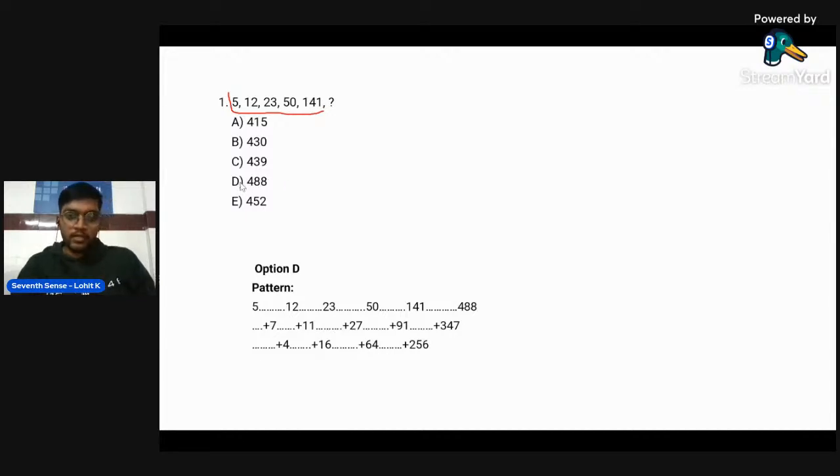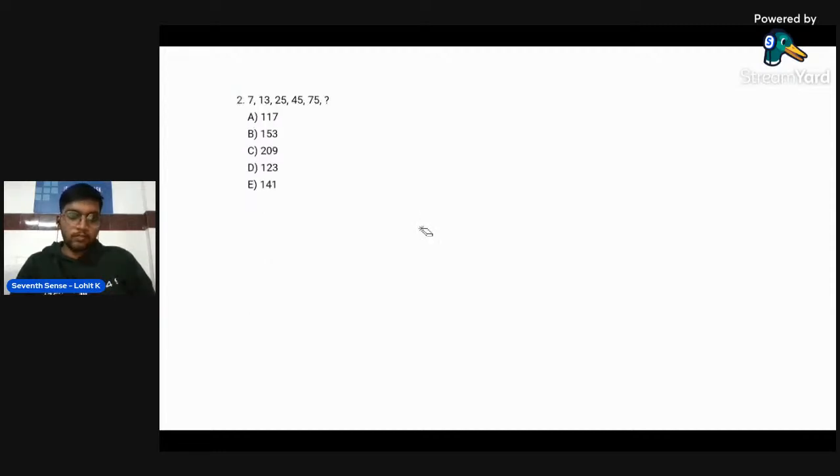So has anyone given the correct answer here? Yeah, 488, one person has given the correct answer, so that will be the answer for this. That will be 488. Now let's do the same thing with a different question here. Now this is your question. Try to solve it and tell me the answer for this.